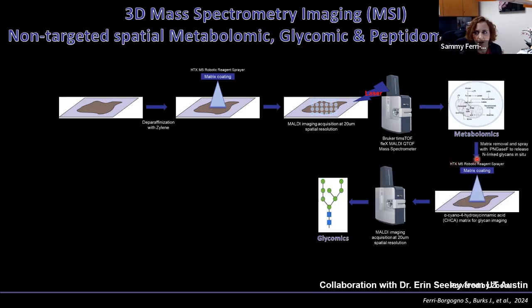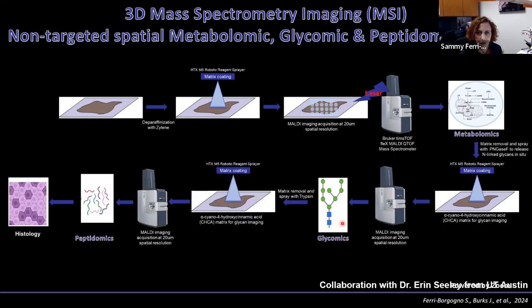Then the same tissue section is further processed, so the matrix is removed, and there is a new matrix coating, which is specifically to identify glycans. And then again, the multi-imaging was performed at 20 micron resolution, and glycans data were collected. And then there was a third round in which, again, the matrix was removed and the tissue section was sprayed with trypsin, and imaging was again performed at 20 microns, and data were collected to identify tryptic peptides from the tissue.